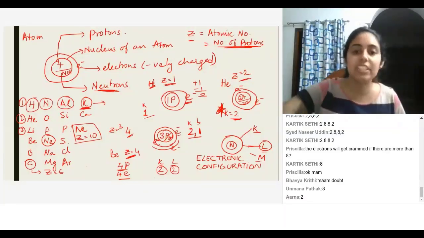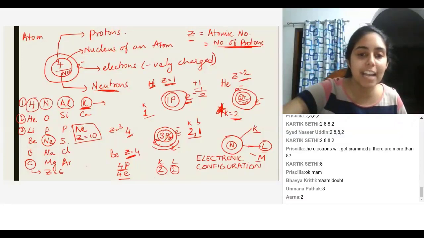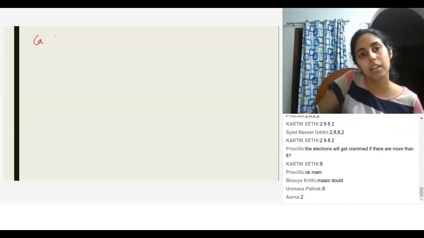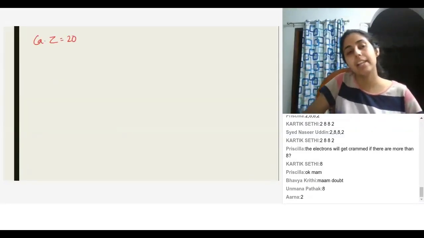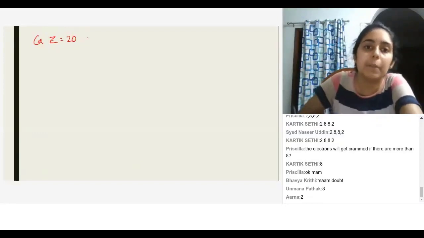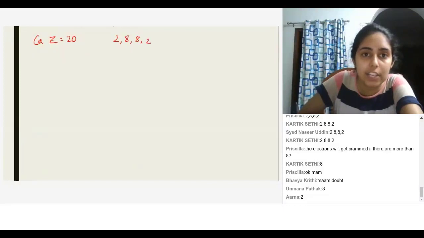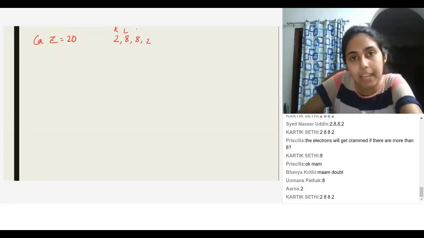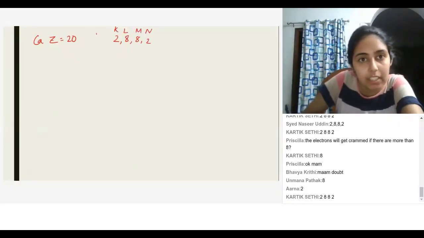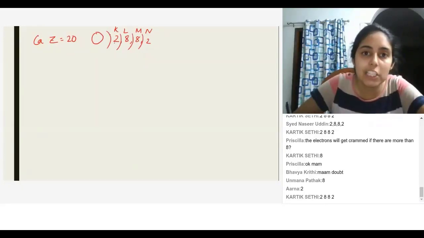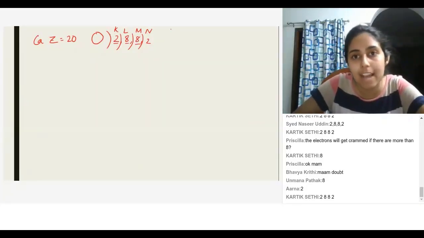Here's the thing. We saw that the electronic configuration of calcium is 2, 8, 8, 2. Calcium has atomic number 20, meaning 2, 8, 8, 2. This is the K shell, L, M, N. The nucleus is over here, and then these are the shells. K shell has 2 electrons, L shell has 8 electrons, M shell has 8 electrons, N shell has 2 electrons.